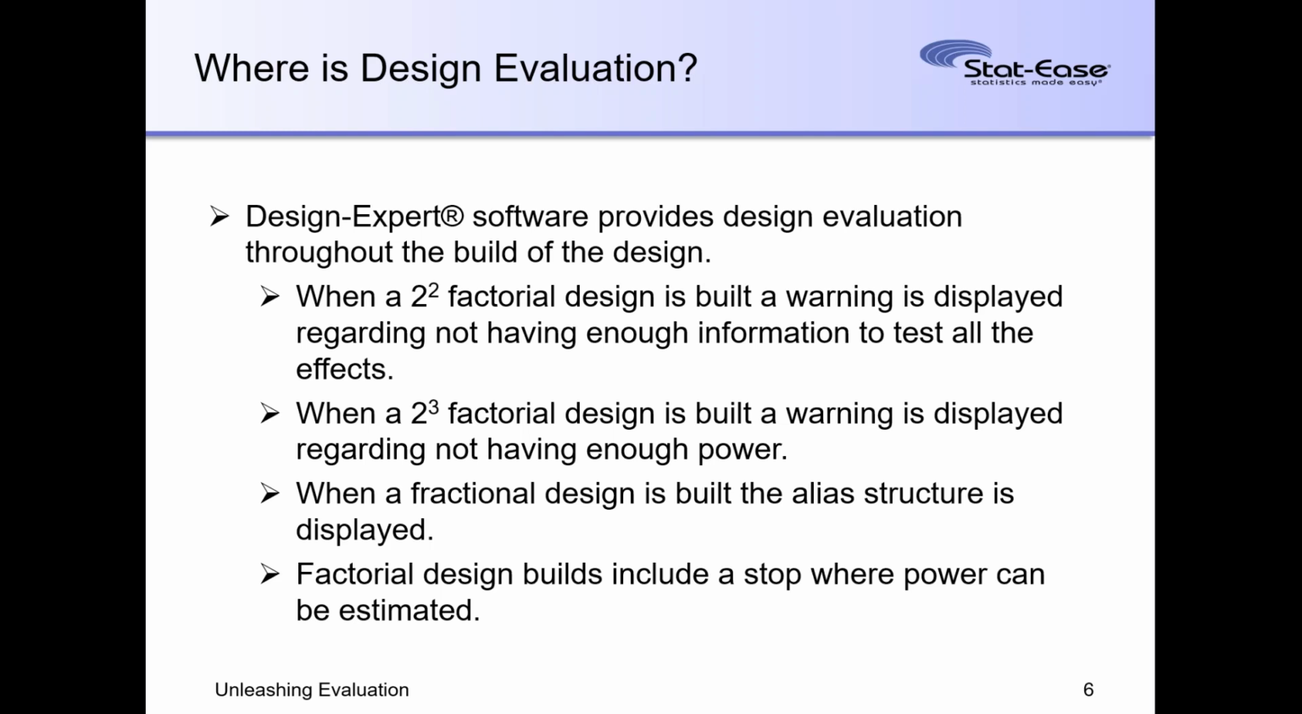So where do you get design evaluation in our software? Well, first off, we provide it throughout the build of many of our designs. When you build a really small 2 to the 2, 4-run factorial design, there's a warning that's displayed regarding not having enough information to test all the effects. When you do a 2 to the 3 factorial design, a warning comes up that says you don't have enough power to estimate effects because it's a small 8-run design. When you do fractional factorial designs, we show you the alias structure. And all factorial designs include a stop where power can be estimated.